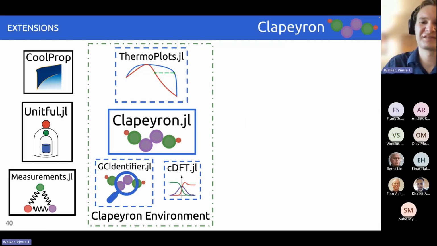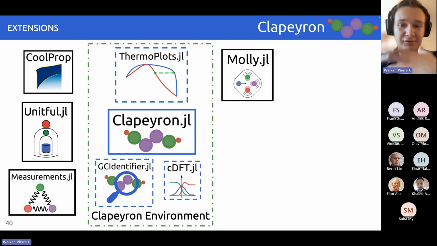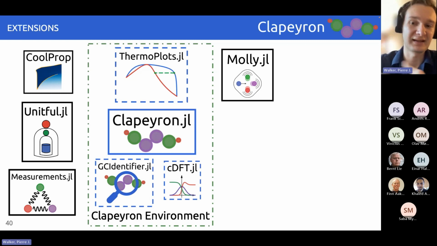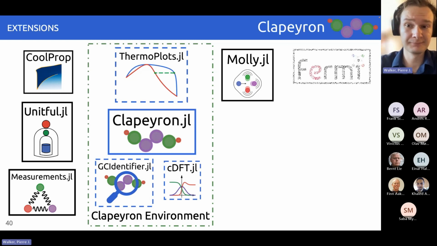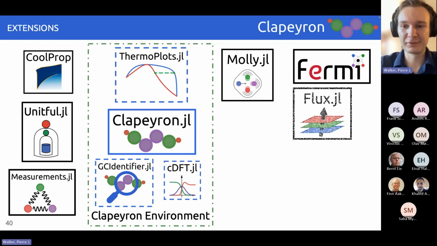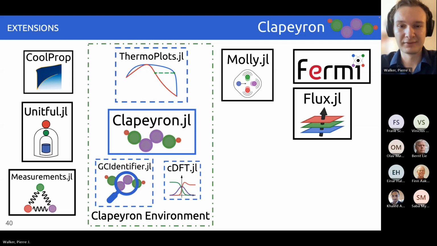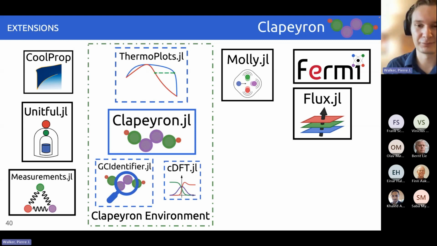Now, while these packages are examples of how to use external packages within Clapeyron, we are now looking to see potential applications of Clapeyron within other packages. Early examples include collaborations with Molly.jl, which is a molecular dynamics simulator built in pure Julia. There is also Fermi, which provides quantum chemistry methods. We also have a pair of students looking to use Clapeyron with Flux, where they're trying to develop a neural network to predict thermodynamic properties.